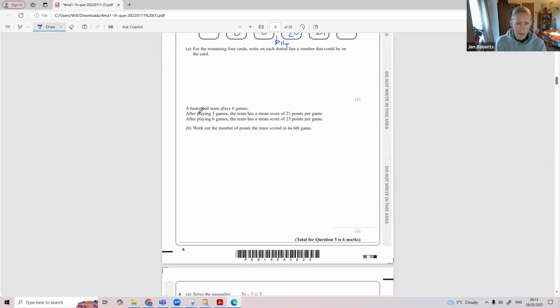Basketball team plays 6 games. Well, IGCSE love this type of question. It's all about your totals. After playing 5 games, the team has a mean of 21 points. So what's the total amount of points they have after 5 games? If the mean is 21, 21 times 5 is going to give us a total number of points after 5 games, isn't it? Which is 105.